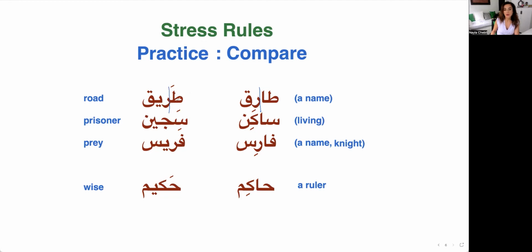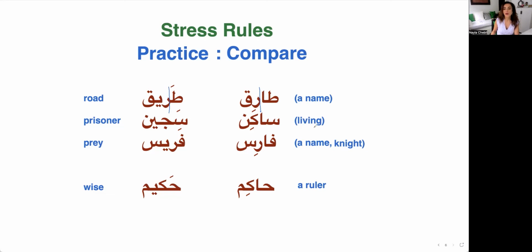The second one, try it. Tariq. Road. Now, this is a super heavy syllable. That's why now my stress is on riq. طريق. طارق.